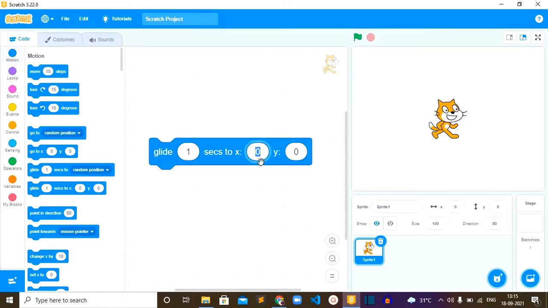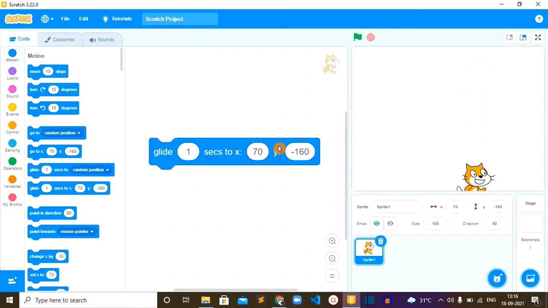So now let's try with some values. For x, I'll put 70 and for y, let me put 160 and look at the cat here. I'm going to run this block. So it has moved to this place and we can see the movement here like this. If I use negative 160, the cat will go down.